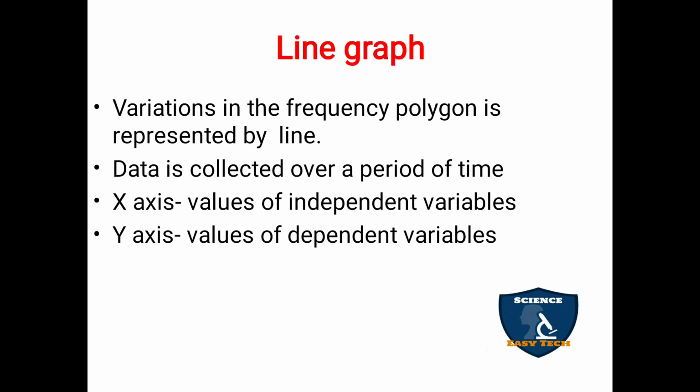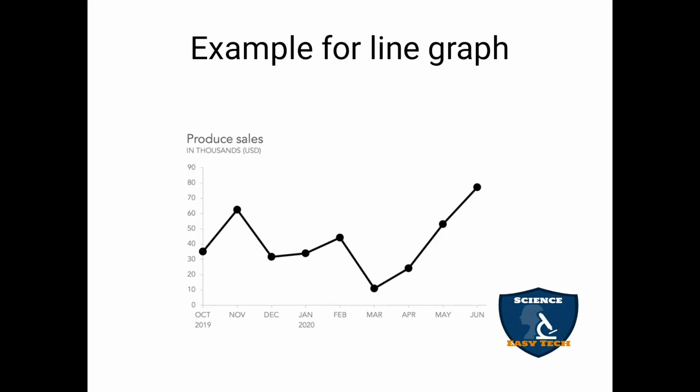A line graph shows variations, represented by means of a line. This data is collected over a period of time. The x-axis represents the independent variable, and the y-axis represents the dependent variable. See here, October 2019, November 2019, December 2019, Jan 2020, like that till June 2020 they have given.